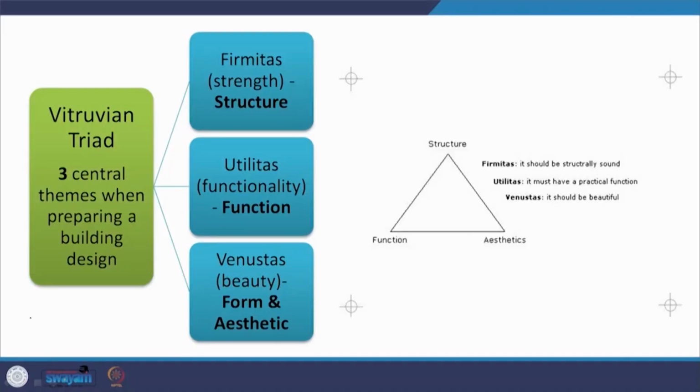I would call it the Vitruvian triad, the three vertices of a very balanced equilateral triangle. Three central themes when we are preparing a building design, and that is what he called firmitas, that is strength, or we can call it structure; utilitas, that is about function, so we call it function; venustas, that is beauty, or we can call it in our modern language form and aesthetic. So three fundamental things: structure, function and form coming together in a very balanced manner create a good design.